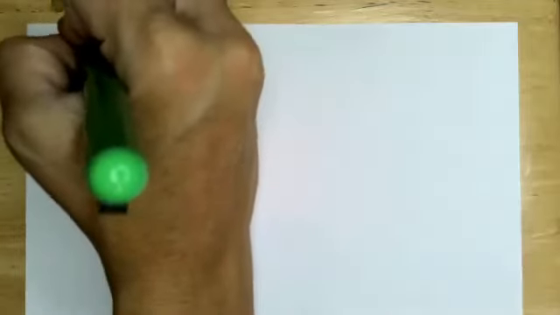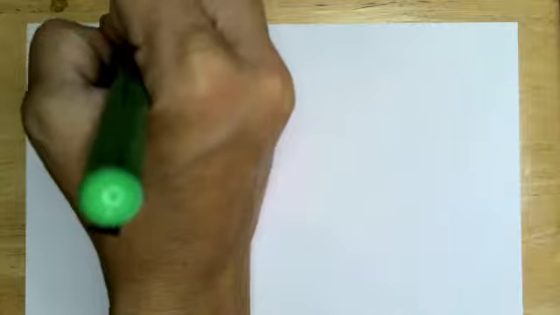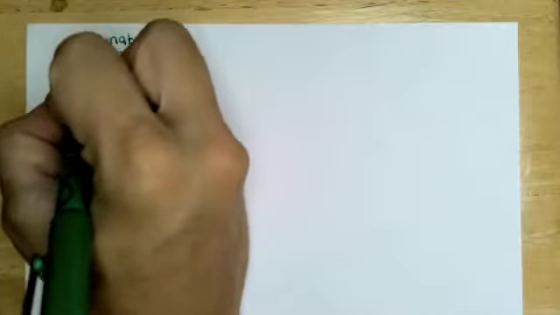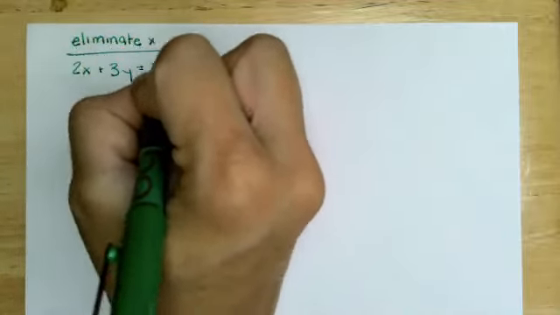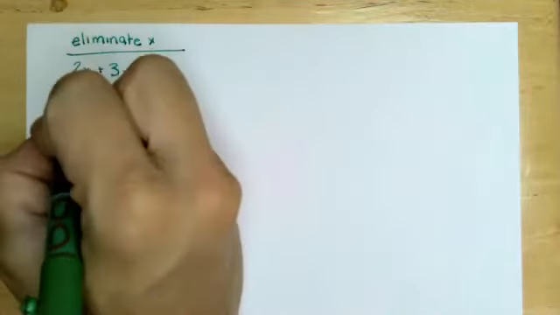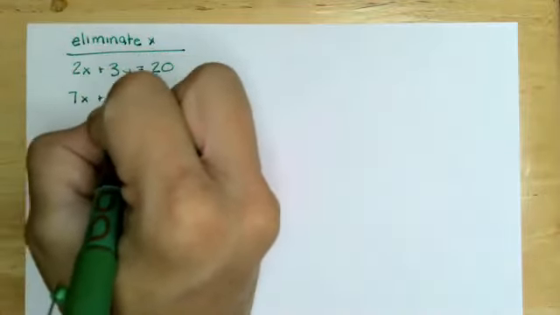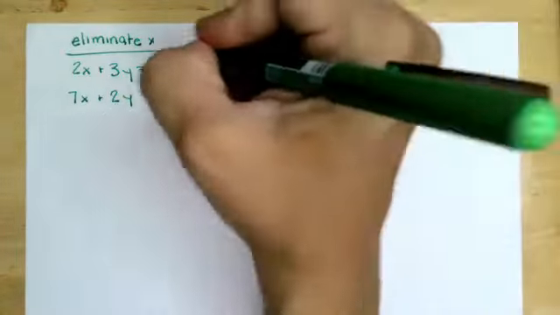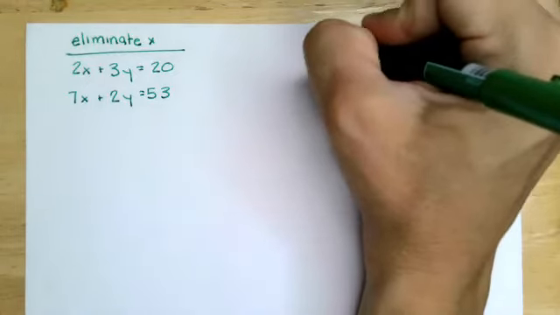When I have a system of equations, I'm going to give a system of equations and then solve for both x and y. So eliminate, if I want to eliminate x, 2x plus 3y equals 20 will be my L1, and then 7x plus 2y equals 53 will be my L2, okay? So over here, I'm going to eliminate x. Here, I'm going to eliminate y.